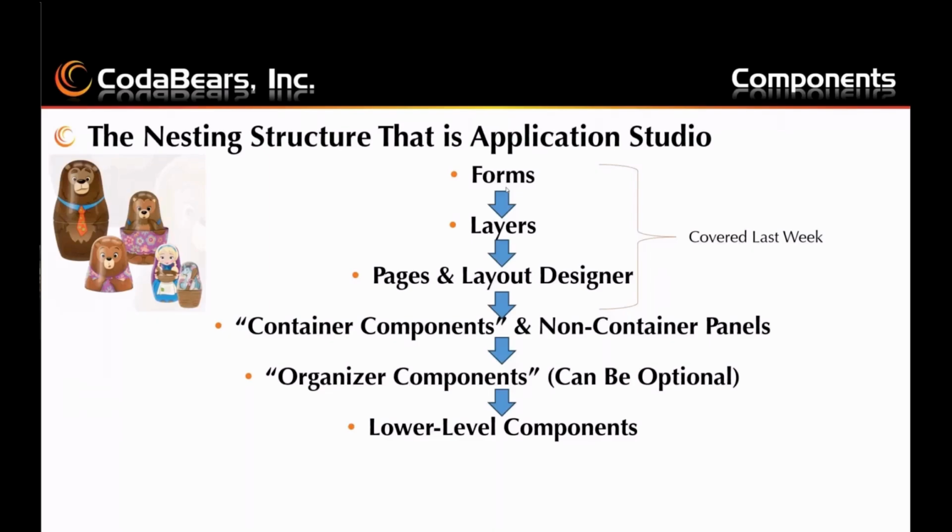So once you get into the page, that's when we deal with our components. Within those pages, there's 3 levels of components, although you can just do a container component in some cases, or you can just do container in a lower level, or a container and organizer and a lower level. But essentially, this is how they're nested. First, you have the container components and non-container panels. You have the organizer components, which can be optional, and then the lower level components. I understand that this is confusing, but we will talk about it more in the next slide.